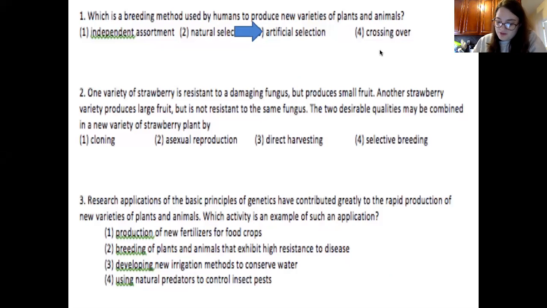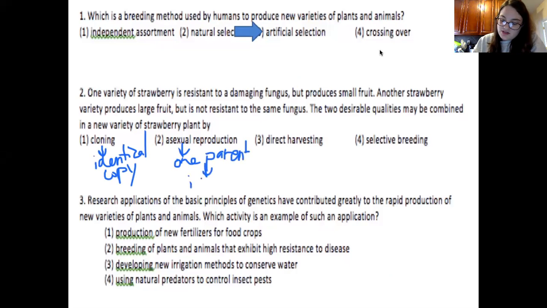All right, so one more time, quickly. Cloning is talking about identical copy. Number 2 is talking about asexual reproduction, which is one parent making identical offspring. Number 3 is talking about direct harvesting. We haven't talked about this, and we won't, if I'm being honest. However, if we're talking about harvesting, we're talking about like picking crops.